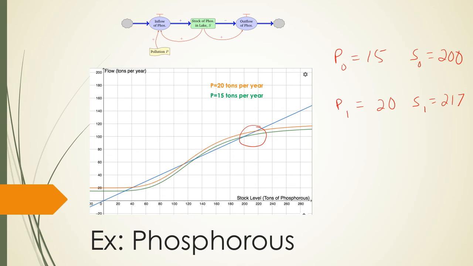Therefore, at this equilibrium point, the sensitivity is equal to 217 minus 200 over 20 minus 15. This comes out to be 3.4 years. To better understand this number, we can compare it to the sensitivity at the lowest equilibrium point. Here, the sensitivity turns out to be roughly 2.2 years. This lower sensitivity value at this equilibrium highlights that the equilibrium point will change less than the higher one for the same change in the parameter.